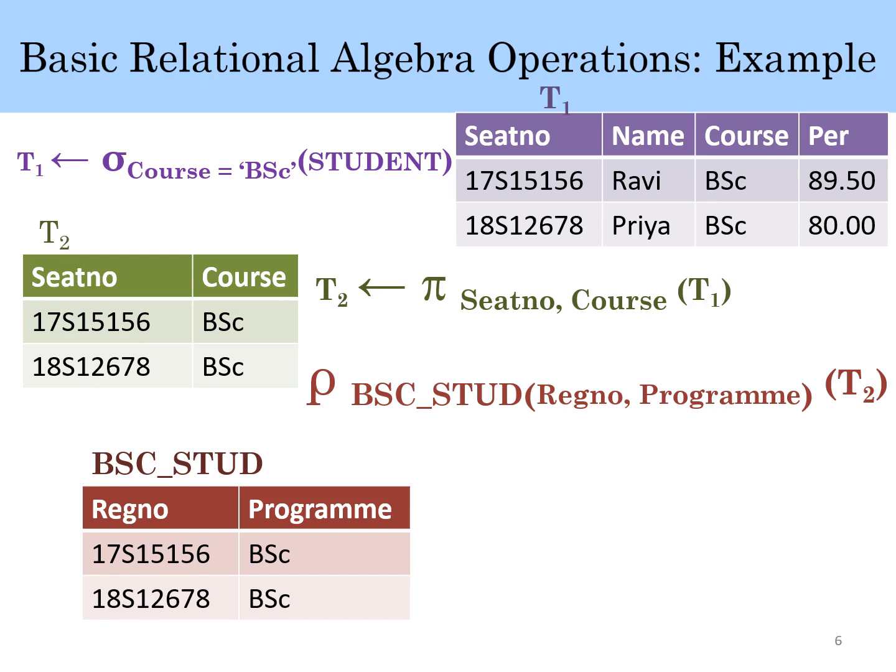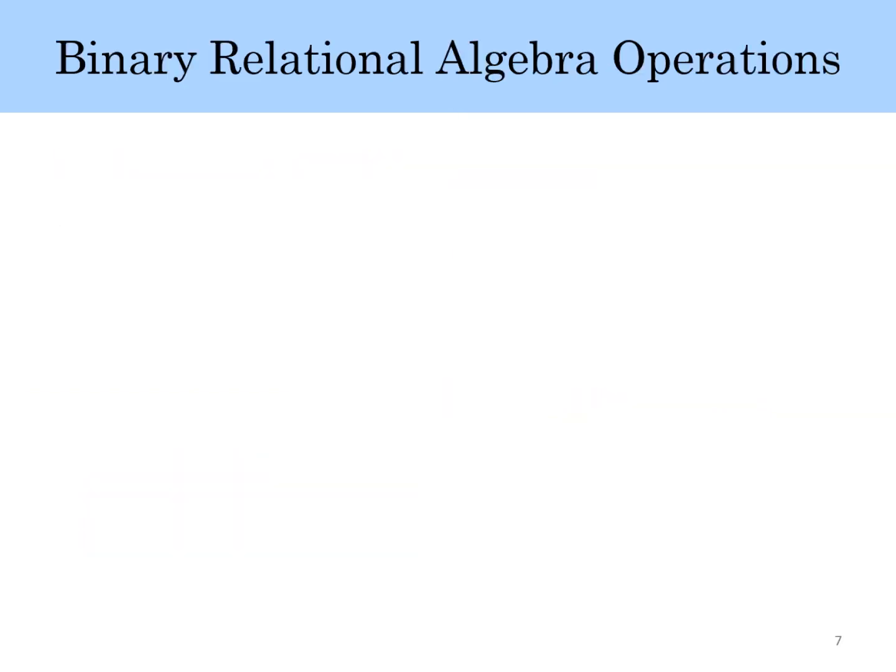Now, if we take more than one table, suppose we take two tables, two relations, those are called binary relational algebra operations.